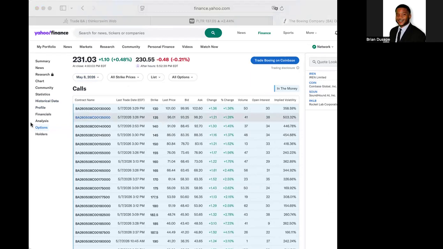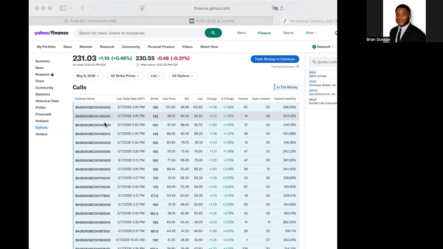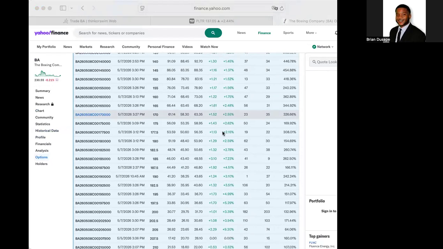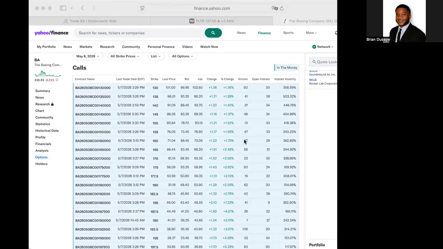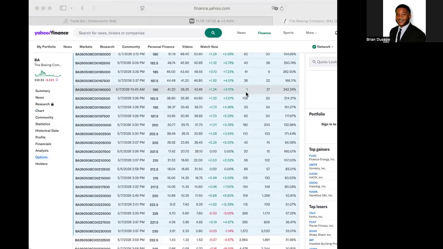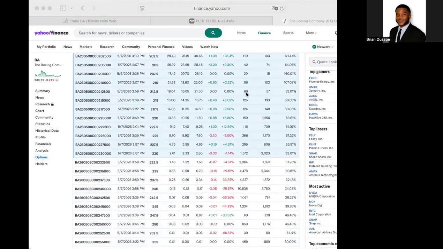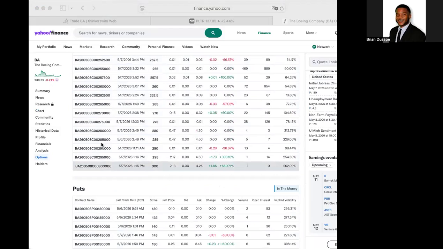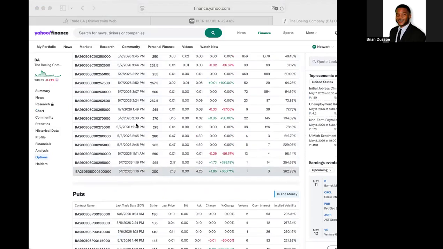So the big thing here is trying to find liquidity. If the options liquidity is poor, like this one, then it's usually not a good options trade. So I won't make a trade on the options here for Boeing, but I'll show you guys my system in the next video.